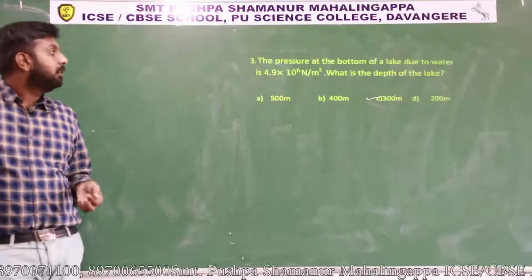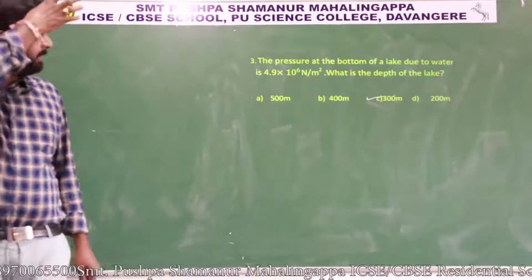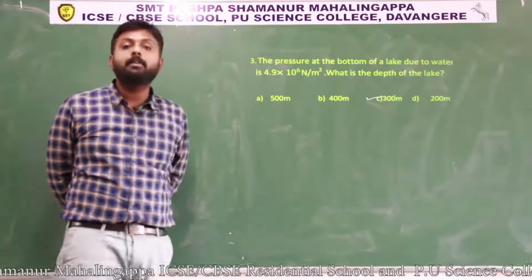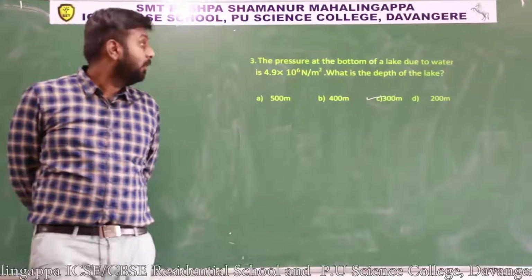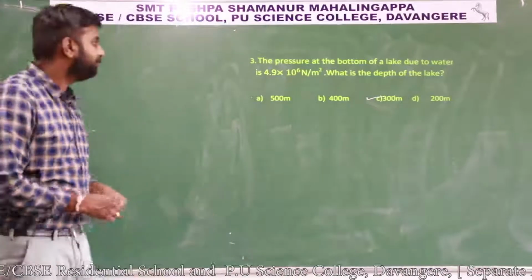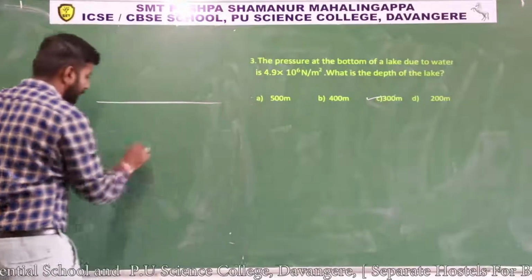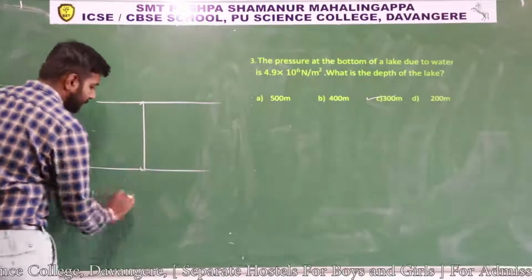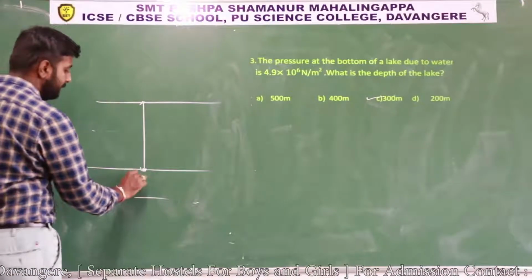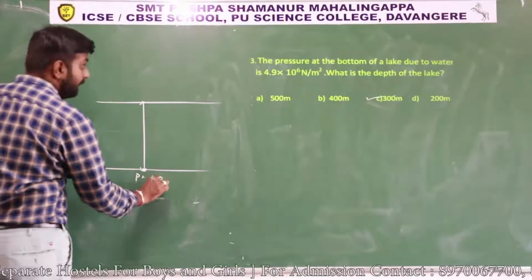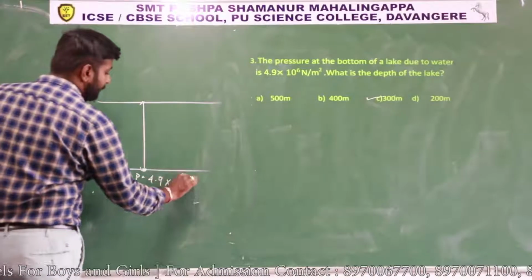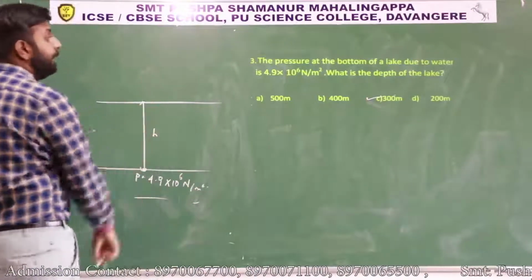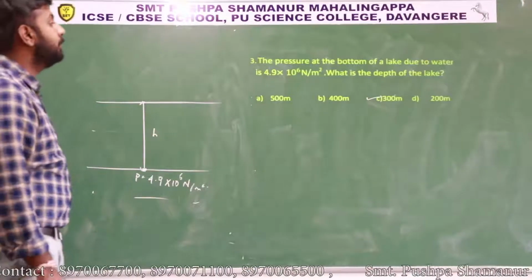And in the next problem, the pressure at the bottom of a lake due to water is 4.9 × 10^6 Newton per meter square. What is the depth of the lake? Similar type problem. So let us consider this is the lake, and somewhere at this depth the pressure is 4.9 × 10^6 Newton per meter square. So we have to find the depth of the lake.